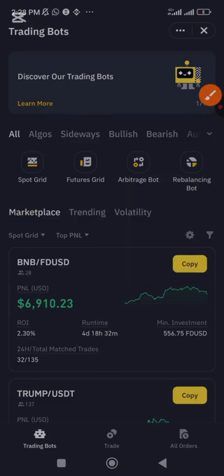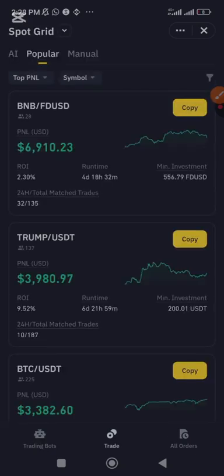You select, there are many bots here. The arbitrage bot, rebalancing bot, features grid. We start with the spot grid. Click on the spot grid. You see the popular ones, like those on the leaderboard.